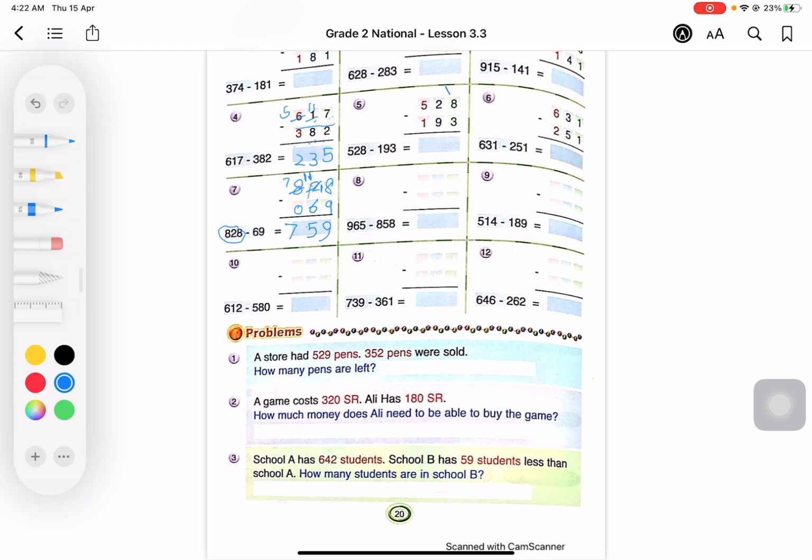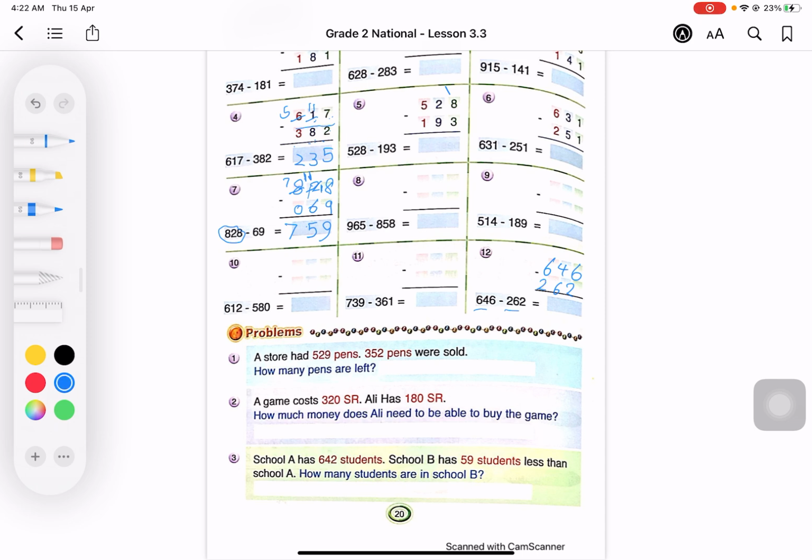Okay? Now let me do question 12. Look, question 12, both of the numbers are 3 digits. I will align my number, start from the first number, don't change the order. Start with the first one, 646 minus 262. This is 200 and 62.